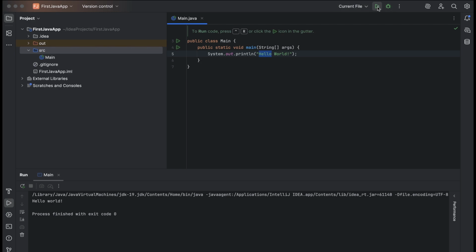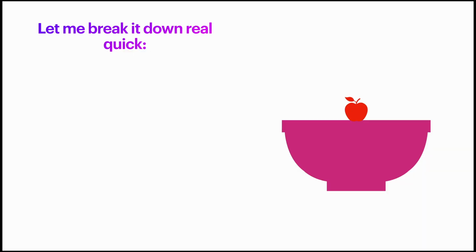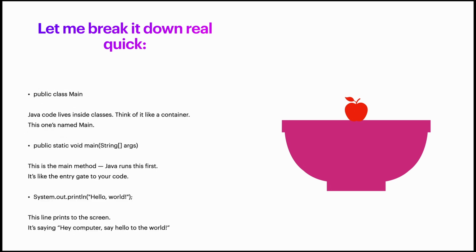Now for us to run this code, we have to click on something. Let's go back to our slide. Okay, so first of all, let's go back to what we wrote. Let me break it down for you real quick. Again, the public class Main has to do with the Java code that lives inside a class. Think of it like a container, like I said earlier. Now, this one's named Main. If you look at the screen, you have a bowl. Imagine this bowl is named Main, and this bowl is a container. On top of the bowl, you can see an apple. This apple is what is inside the bowl.